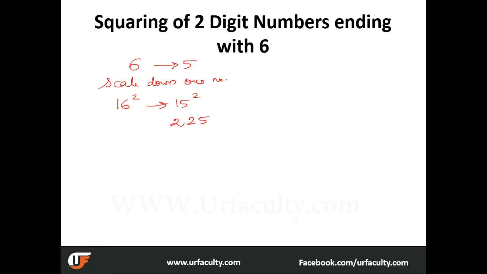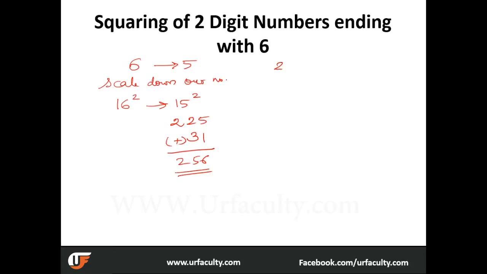25, 1 into 2 is 2, 225. And the next step is add 16 plus 15. 16 plus 15 is what? 31. Right? And since we scaled down in the beginning, we need to add this value. And what is that? 256. So hope you are able to understand this. It's a pretty easy question, and I'm sure you'll be able to apply this concept across, and you'll be able to do it at a very much faster pace.